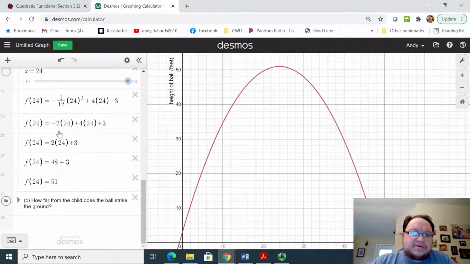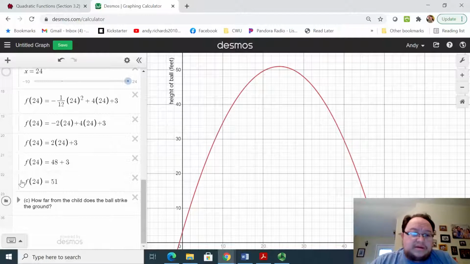And then I did something else. I went, well, these are groups, so I have negative 2 groups of 24, and I have 4 groups of 24. So if I were to combine these together, that would give me 2 groups of 24. So all of this ended up just becoming 2 times 24, or 48. And that 48 plus 3 is 51 there.